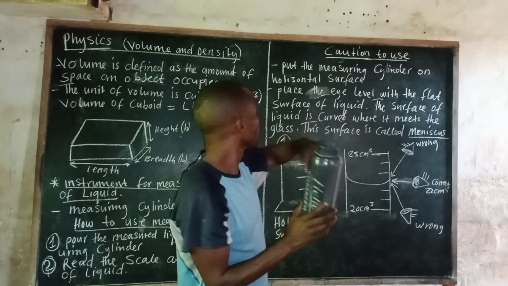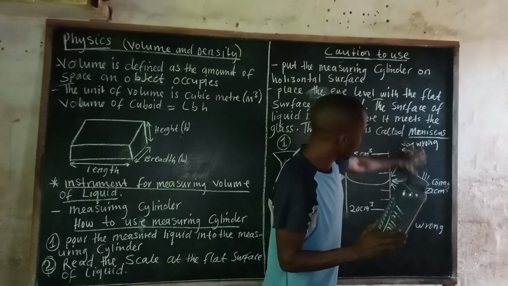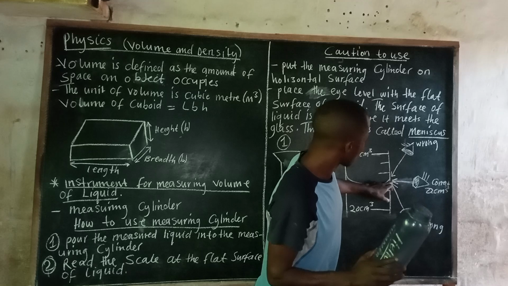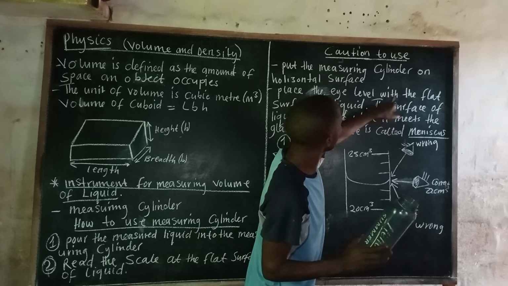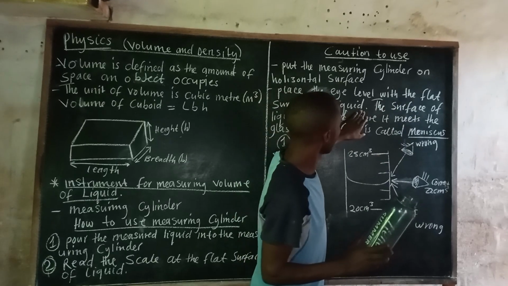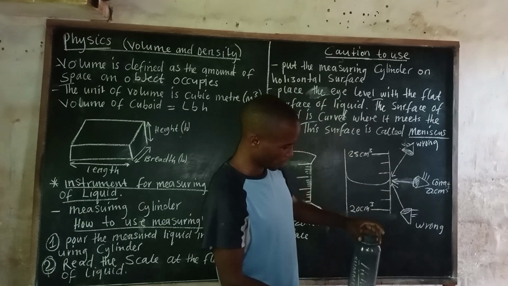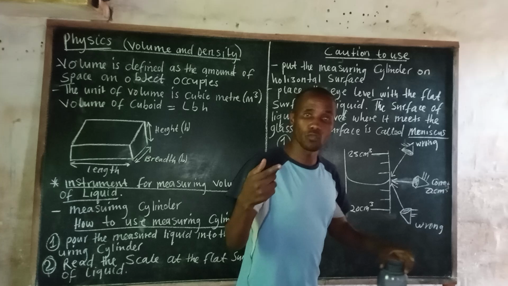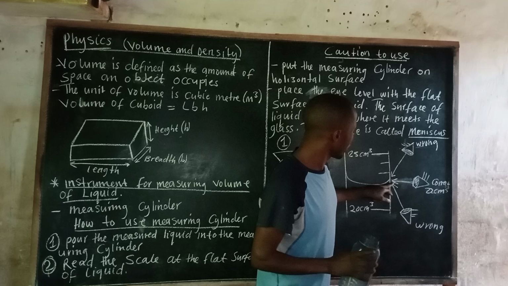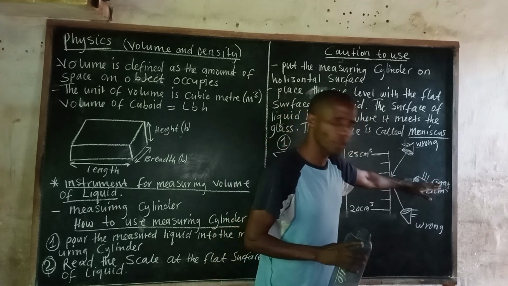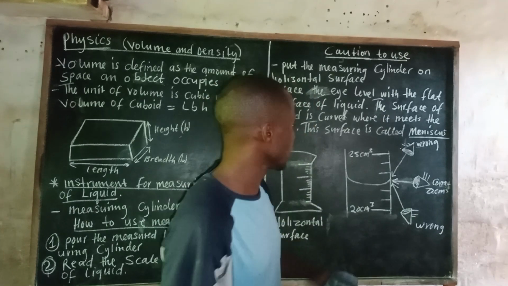Don't forget that. Then let me first talk about this one. We have these 3 types of eye, if you can see. Put the measuring cylinder on a horizontal surface, then place the eye level with the flat surface of liquid. That is where you are going to put your eye. Once you put your eye like this, the measurement that you are going to get will be wrong. That's why here they are saying wrong. Even here, wrong. But when you put your eye straight on the surface of the water, you'll be able to get the correct measurement.